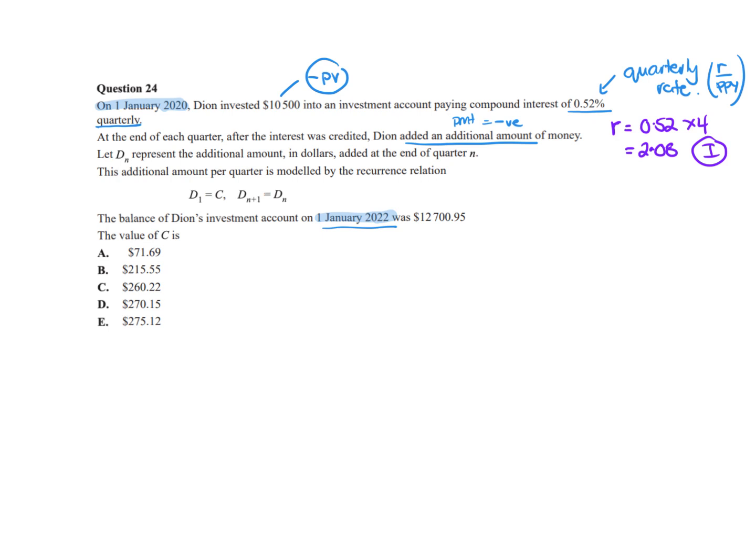So if I get to January 22, it's been 2 years. So it's actually the quarters equal, there's been 8 quarters. So that's N equals 8. So they want the value of C. So C is the payment. They said they're going to add a payment every time, and they want to know what the payment is. So here you can use Finance Solver.